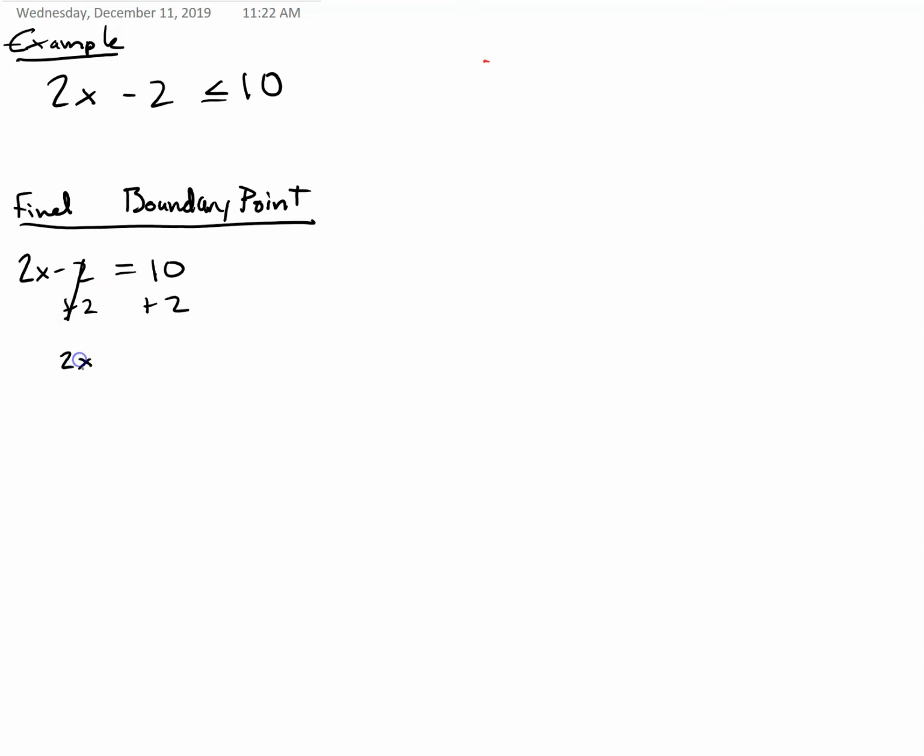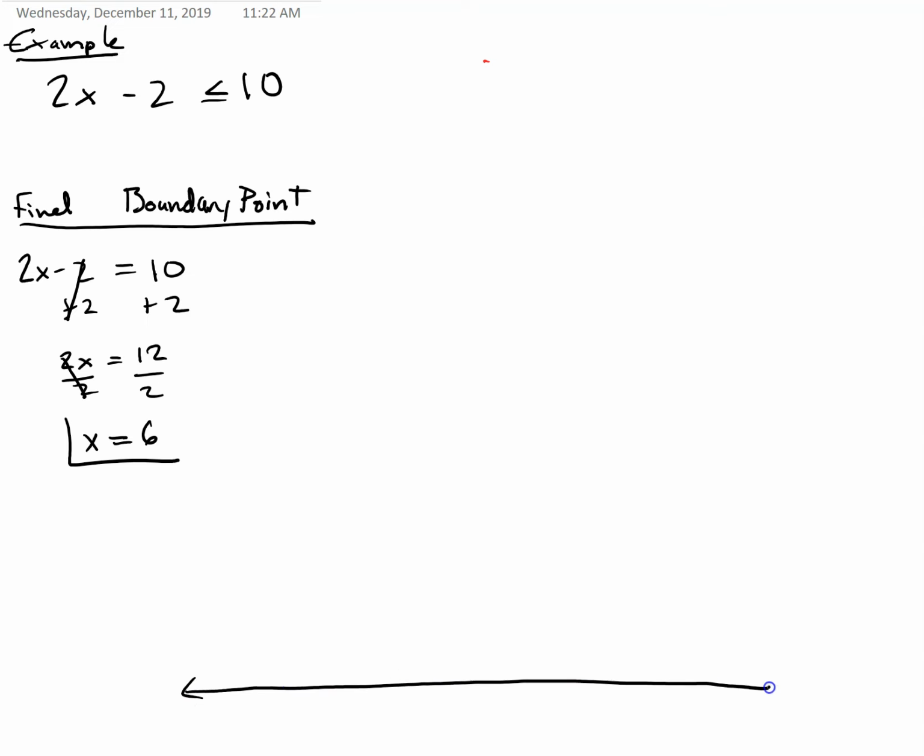Add 2 to each side, gets you 2x equals 12, and then divide both sides by 2, and x equals 6. Alright, so picturing ourselves ahead of time, eventually we're going to get to the number line. So I'm going to draw one in now. Alright, and what we need to do is, since we found that 6 is the boundary point, we need to put a dot at 6. Now, because of this sign, less than or equal to, that is an indication that we should use a closed dot. Alright, so we could be 6 or we could be equal to 6.